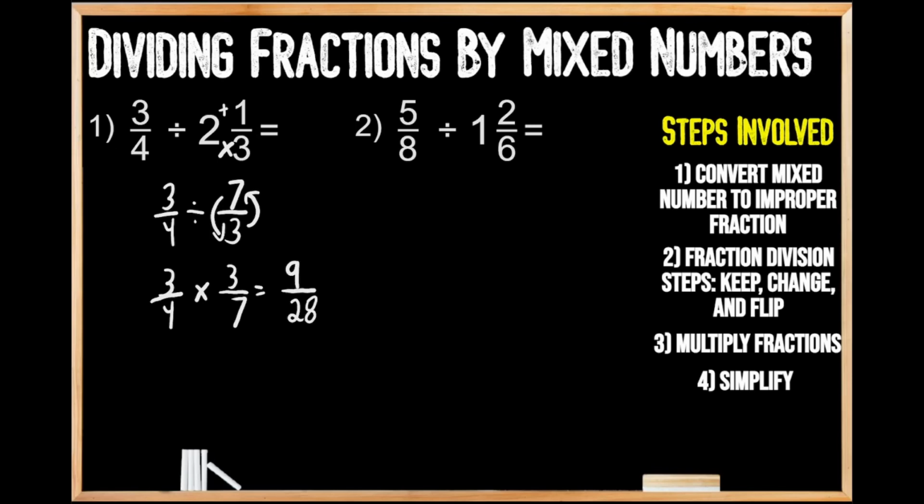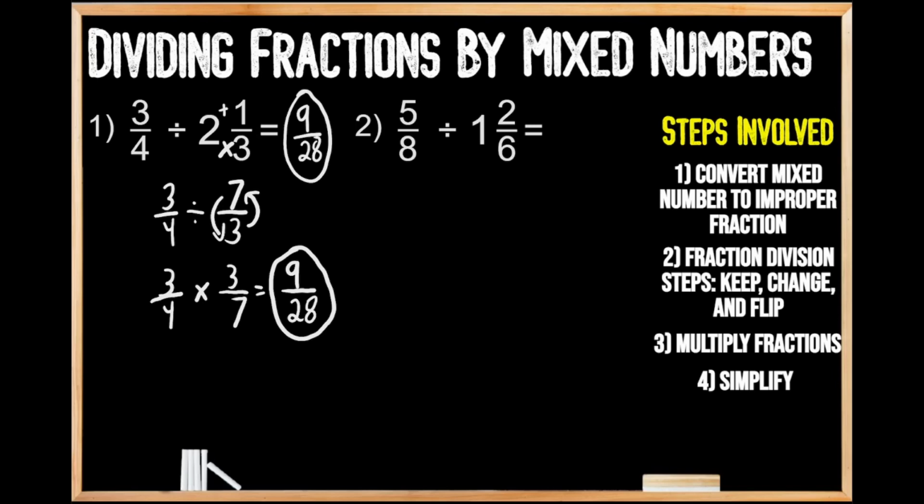Now we're going to move on to step number 4, where we're going to simplify this fraction. Since there's no common multiple between 9 and 28 other than 1, this fraction is already written in its lowest possible terms, so we can't simplify it. So when we divide 3/4 by the mixed number of 2 and 1/3, we get the answer of 9/28.